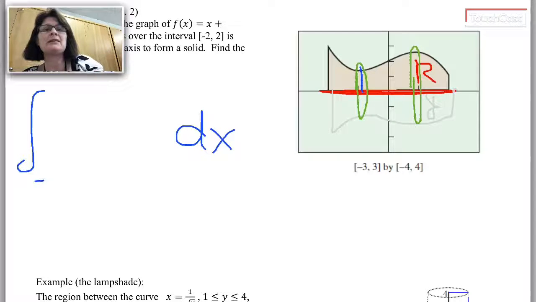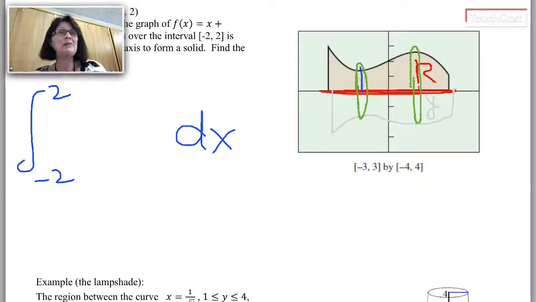So I'm going to put x limits on it. That has to be from -2 to +2. This is a case where I was given the limits at the beginning. Sometimes you'll have to stop and figure them out. And I know I'm supposed to integrate area, the area of the face of a slice.